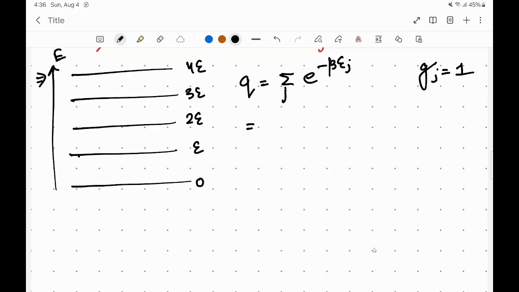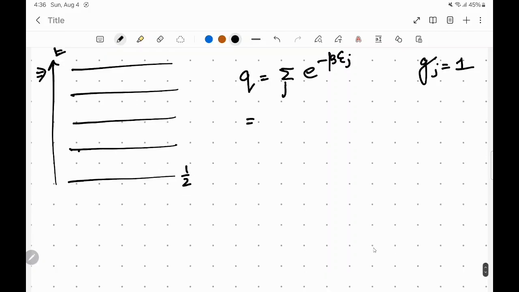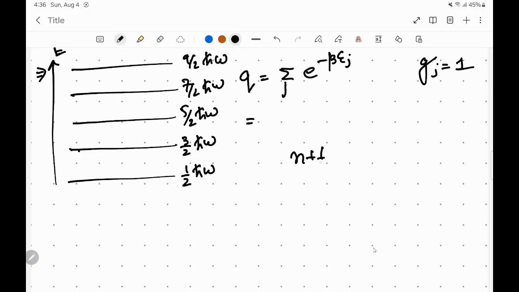Actually, for a simple harmonic oscillator, these energy levels are not like this. There is some approximation. The actual energy values are half h cross omega, then 3 by 2 h cross omega. They are equispaced, like this: n plus half h cross omega.